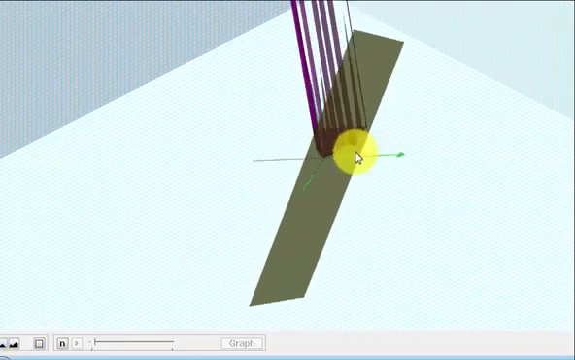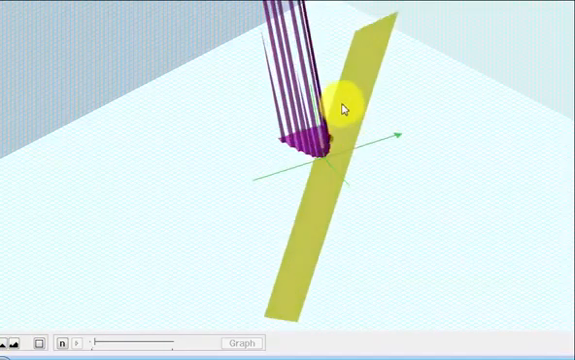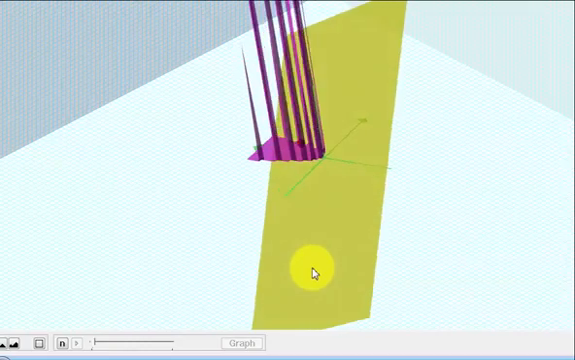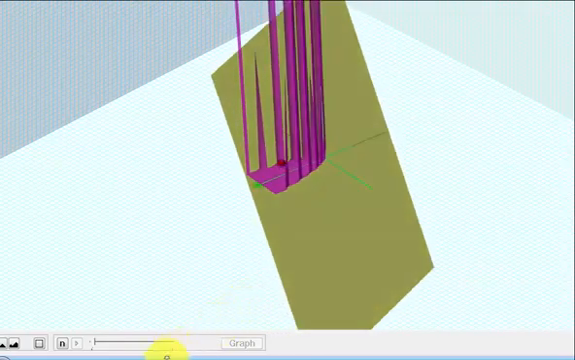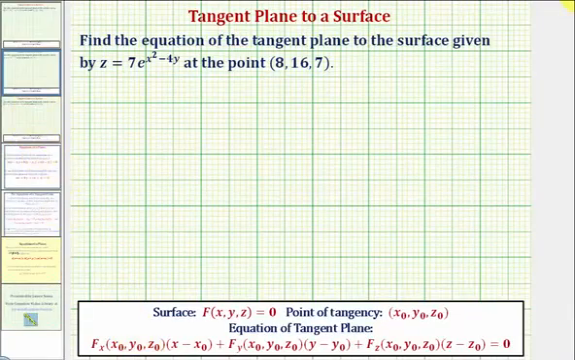So now in red we see the point of tangency, and this yellow plane is a tangent plane to the surface. Again, our goal is to find the equation of this yellow plane. So going back to our notes, our first step is to write the equation of our surface in this form here, where we have a function of x, y, and z set equal to 0.